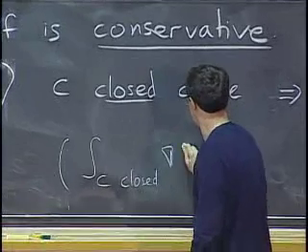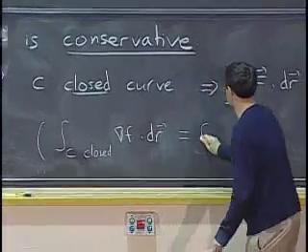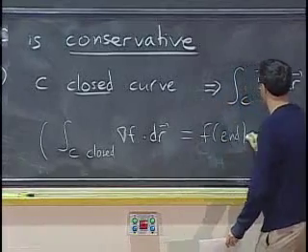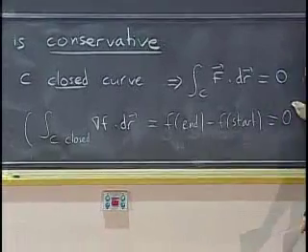So if I have a gradient field and I do the line integral, then I will get f at the end point minus f at the starting point. But they're the same point, so that's 0.